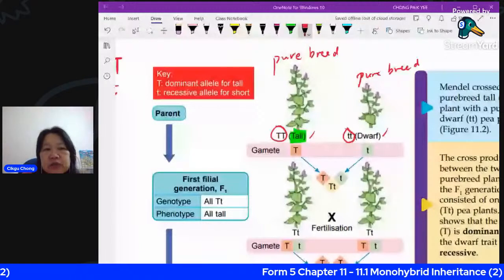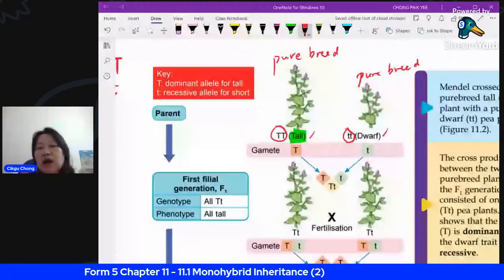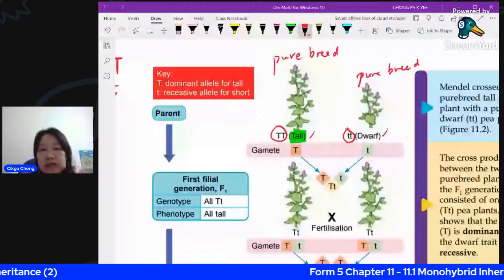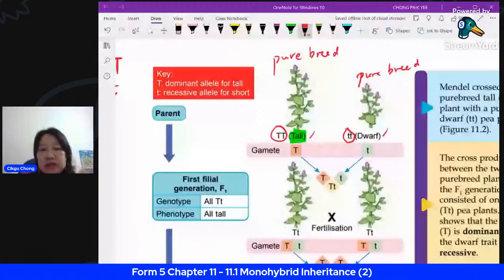Okay, he purposely chose pure breeds of the tall, and then he crossbred them with the short plant. So he cross-pollinated the tall and the short. The next generation that is produced is called the first filial generation, or we say F1.